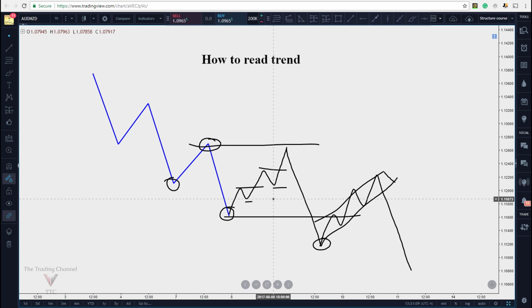So now that we've talked about the objective rules that we're going to use to identify trend and understand structure, let's head down to the charts and take a look at a few examples.